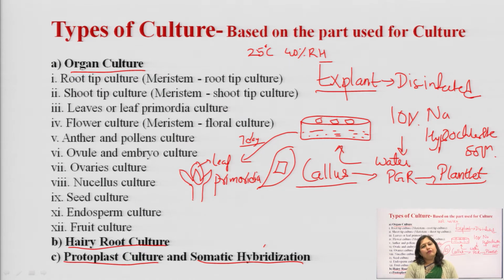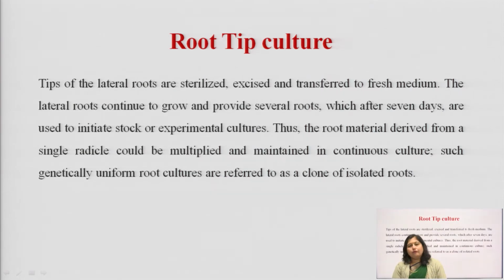Then you have the flower culture, where you use the flower parts for doing the culture. Anther culture or the pollen culture. You have ovule and the embryo culture. Ovary culture is performed. Nucellus culture is performed. Seed culture is performed. Endosperm culture as well as fruit culture. So, we have different types of culture depending upon which part we are going to use for doing the plant tissue culture. So, first we start with the root tip culture.